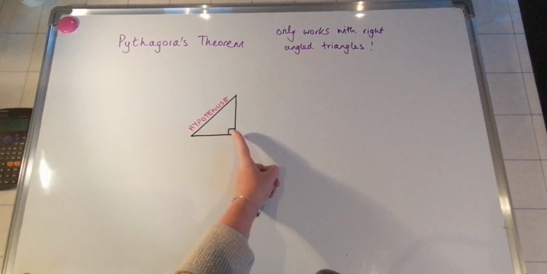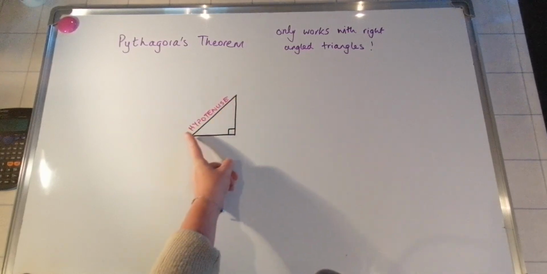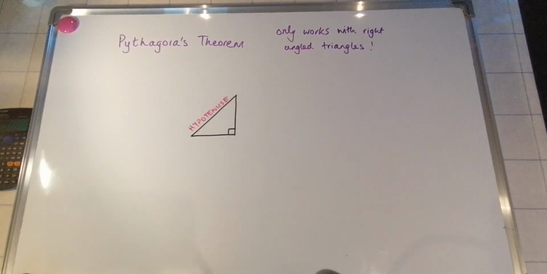And then directly opposite that, you've got your longest line of your triangle, usually the slopey one, but it's called the hypotenuse. So you'll need to know that name. Make sure you remember that name. The other two sides of the triangle are just the legs of the triangle.